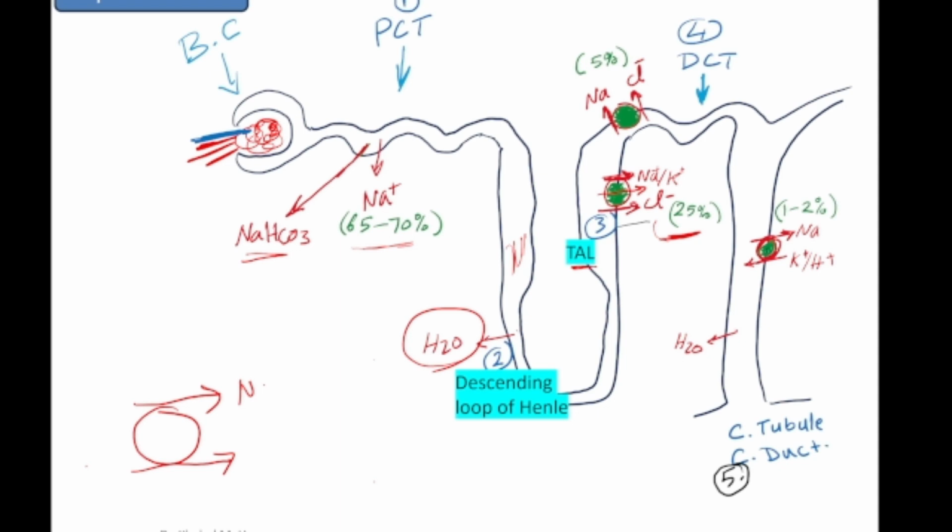Okay, so we have sodium chloride, and this is available in the distal convoluted tubule. Moving to the last part of the nephron, we're going to speak about the collecting tubule and collecting duct. There we have the sodium, potassium, hydrogen exchanger, and this is responsible for 1 to 2% of moving sodium from the urine to the blood.